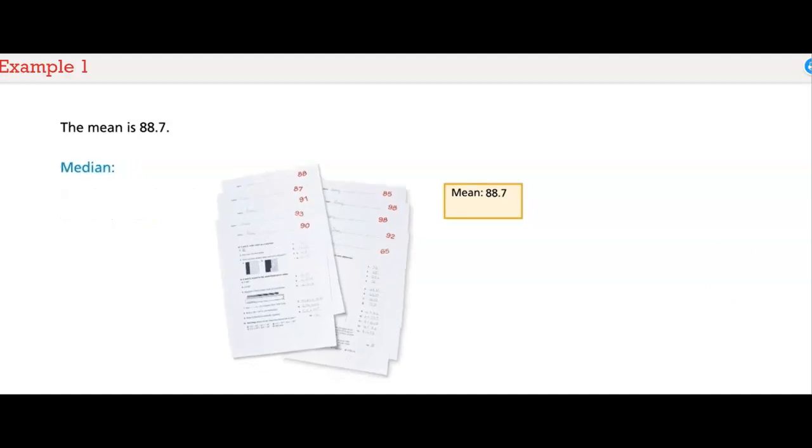Now find the median. There are two middle values, 90 and 91. The median is the mean of those values. The median is 90 5/10.